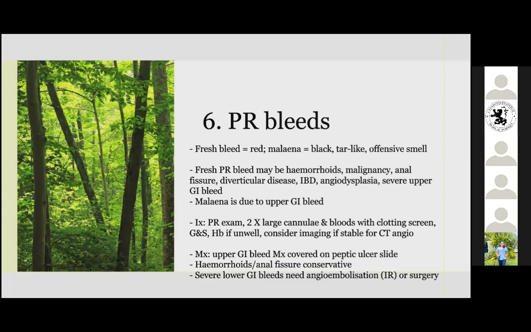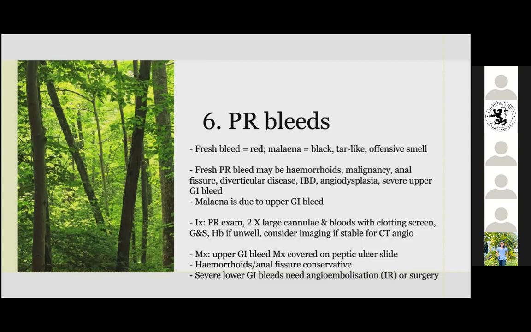So causes of fresh PR bleeds include hemorrhoids and anal fissures, both of which generally aren't too worrying. And then there's more concerning things like malignancy, and then things that potentially fall in between the two. So diverticular disease, inflammatory bowel disease, angiodysplasia. I've put severe upper GI bleed here, which can cause fresh PR bleeding.